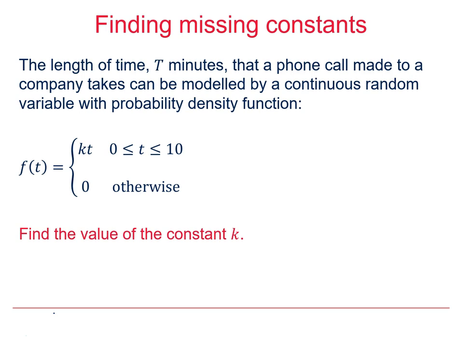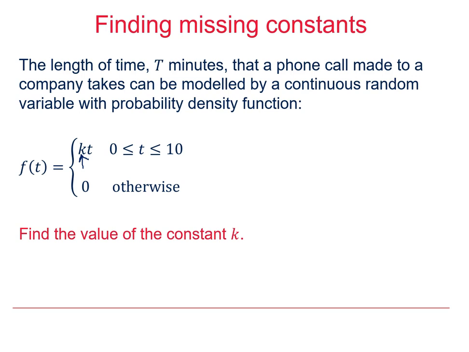So if you just pause for a moment and read through this example. It's one we looked at in the previous video, but this time we are being asked to find the value of an unknown constant k. And that means that we have an idea that this continuous variable can be modelled by a straight line relationship, but we don't know the exact nature of that so that it fulfills the requirements of a probability density function.